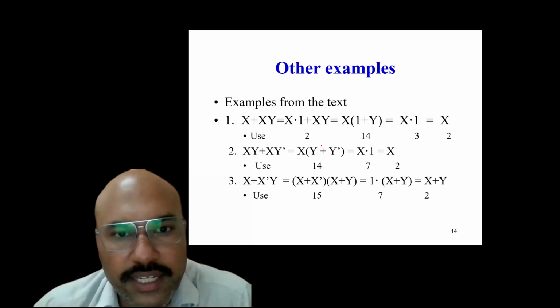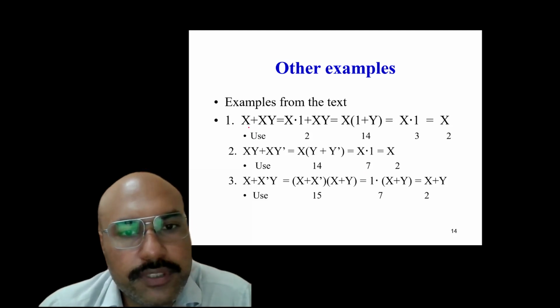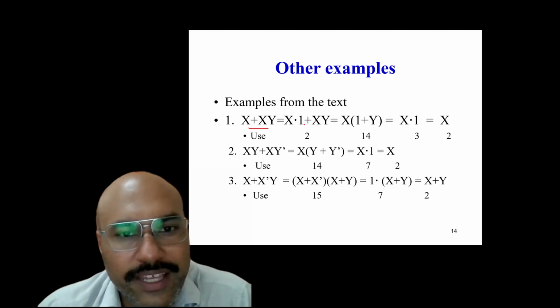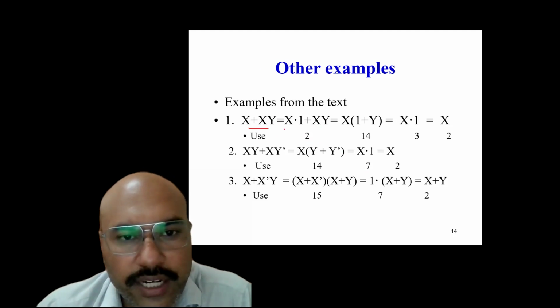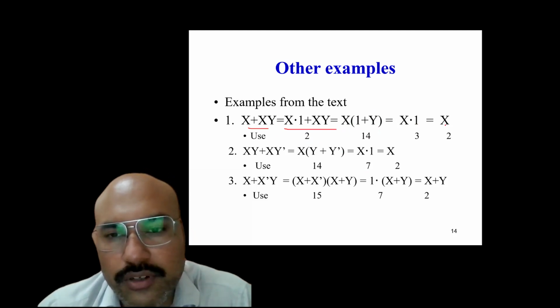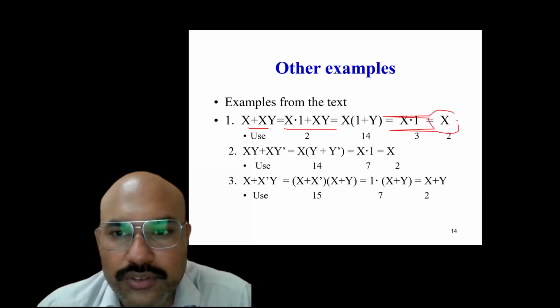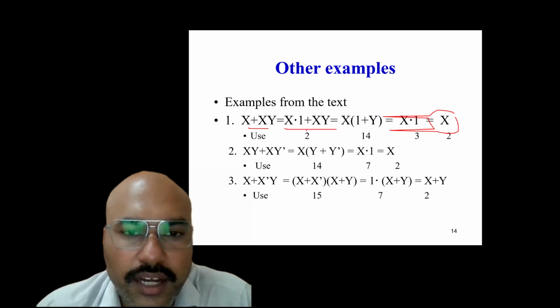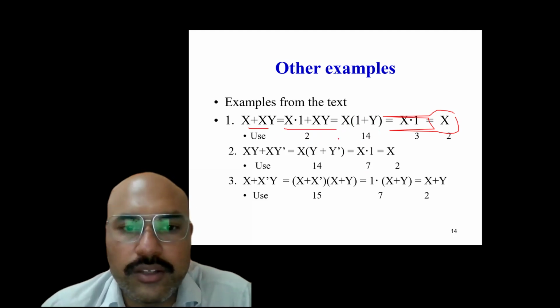So there are a few other examples that you can use. Suppose a function x plus x y is given to you. What you can do is multiply x with 1, so the answer will always be x. And if you take x common from this by applying the second Boolean law, the distribution law, 1 plus y will be 1. So x dot 1 will be x. This is the output you can get after applying a few Boolean laws.